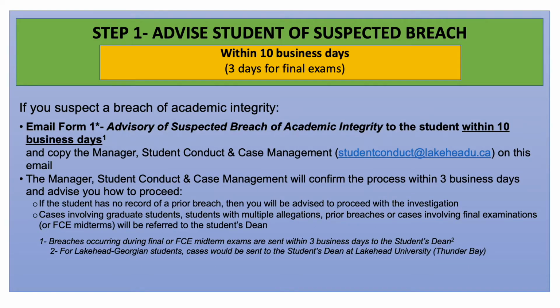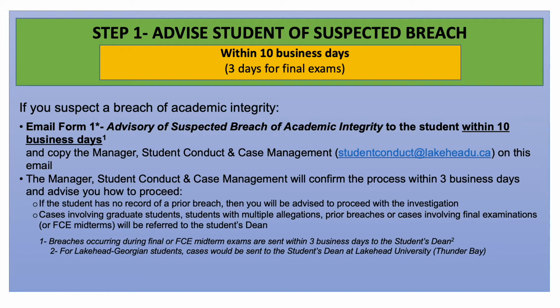If we zoom in on Step 1 from the flowchart, you can see the first action if you suspect a breach of academic integrity is to email the student a copy of the Form 1 letter. This must be done within 10 business days of detection, or 3 business days if the violation took place during a final exam or midterm exam for a full credit equivalent course.